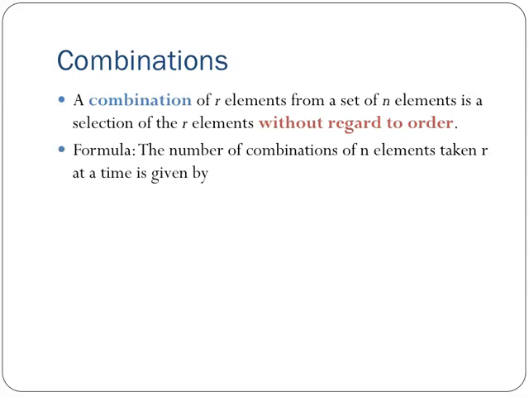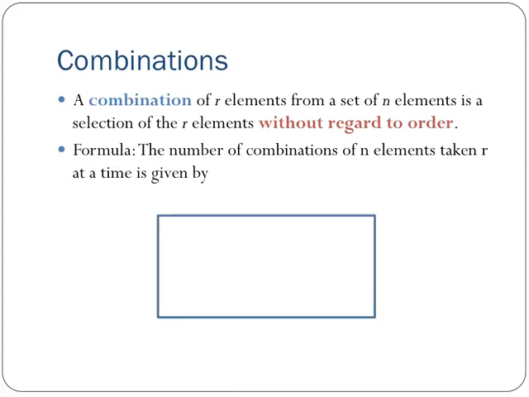So say you have N elements and you are taking R elements at a time. Then on the left here, we would read this N choose R. And then on the right, we have N factorial all over N minus R factorial, R factorial.